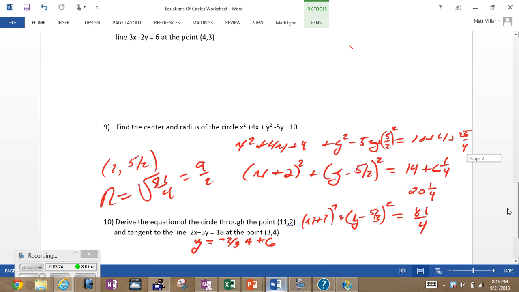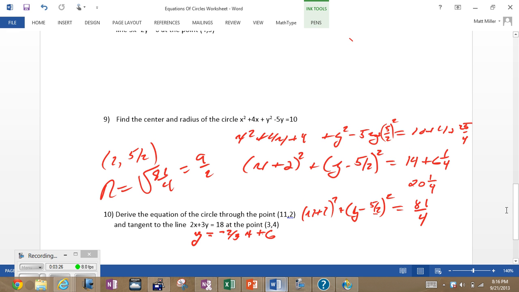Okay, I'm going to first look at number 9. This involves completing the square again. Not a big deal. It's just that we're going to entertain the idea of fractions. So we gather our x terms together here. We gather our y terms together. That's what you have initially, and here.